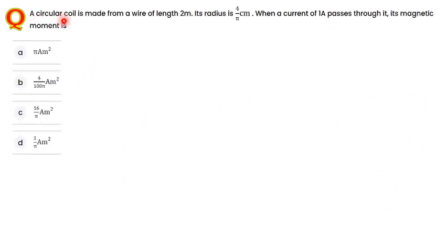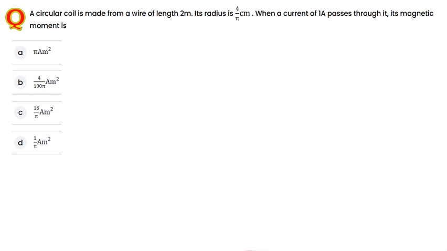The problem here is, a circular coil is made up of a wire of length 2 meter. It's made into a circular coil which has a radius of 4 by 5 centimeter. When a current of 1 ampere is passed through that coil, what is the magnetic moment? That's what we are going to find out.